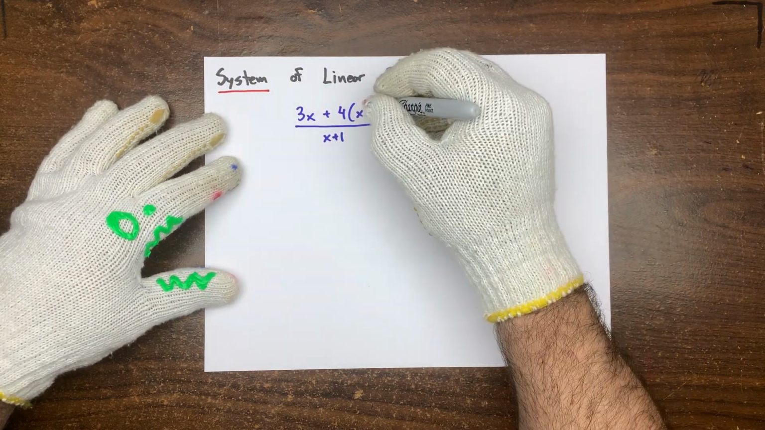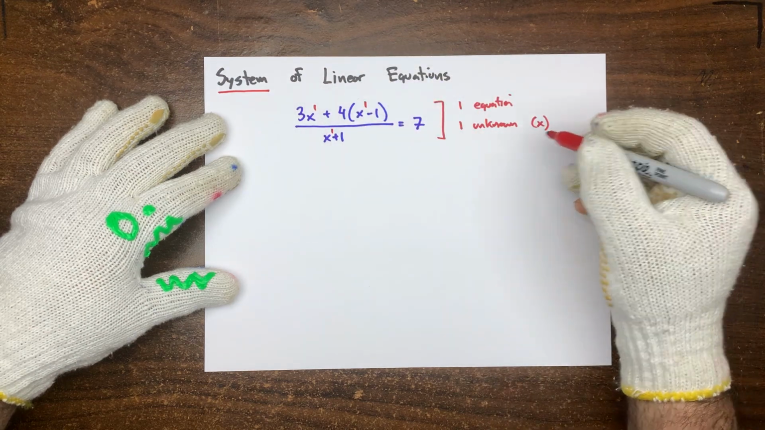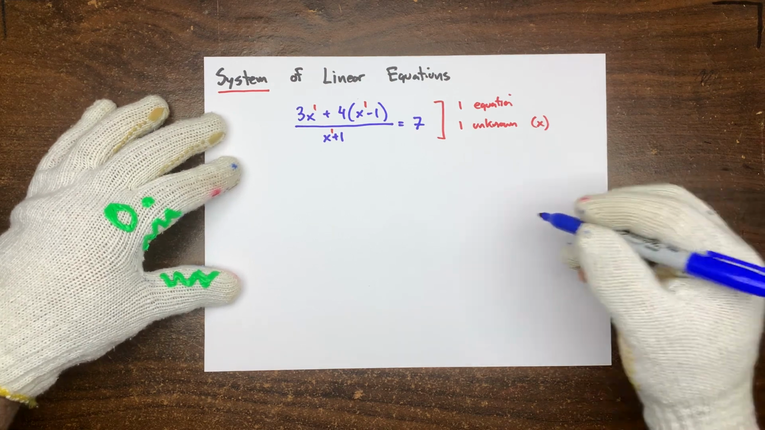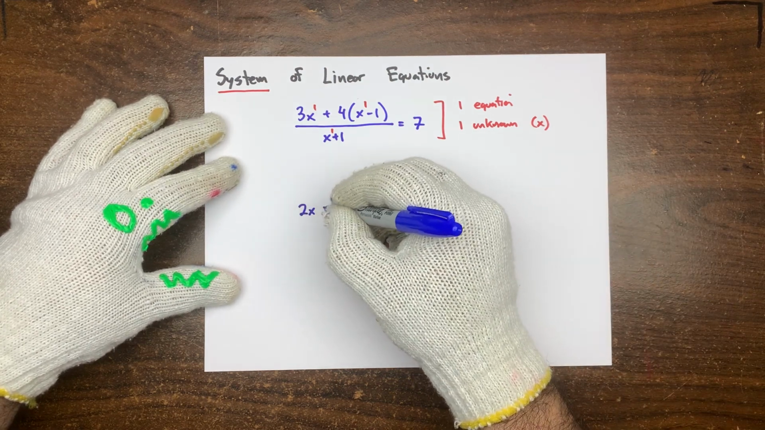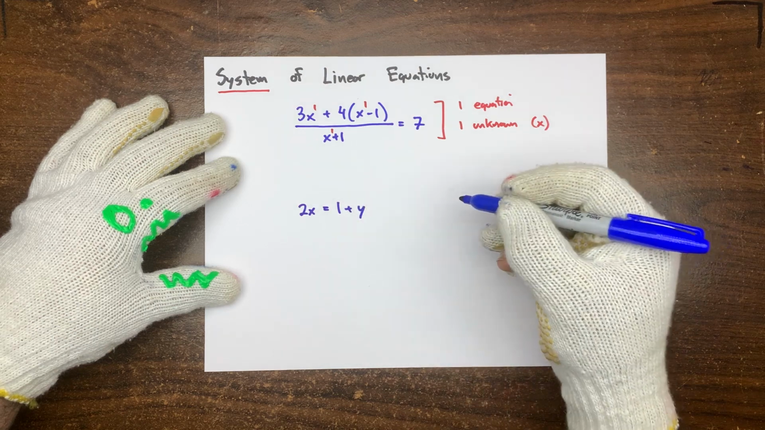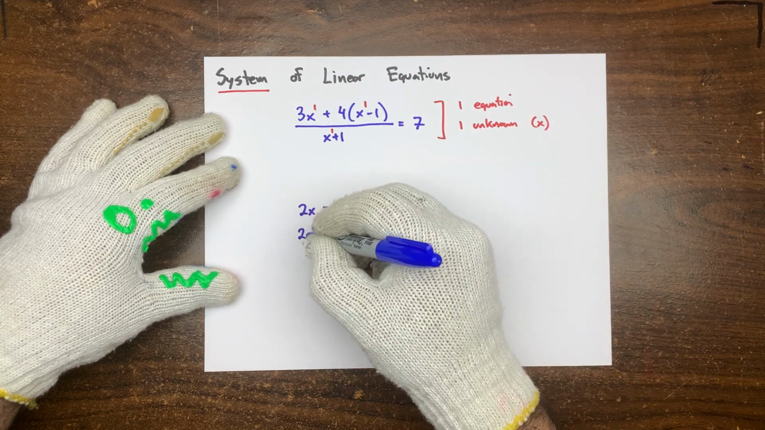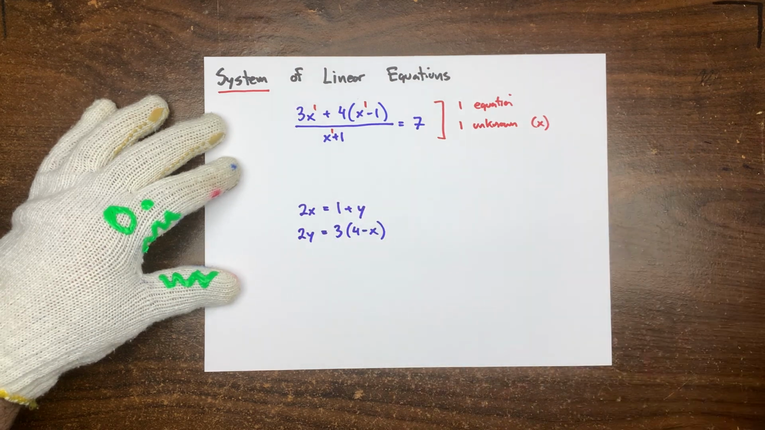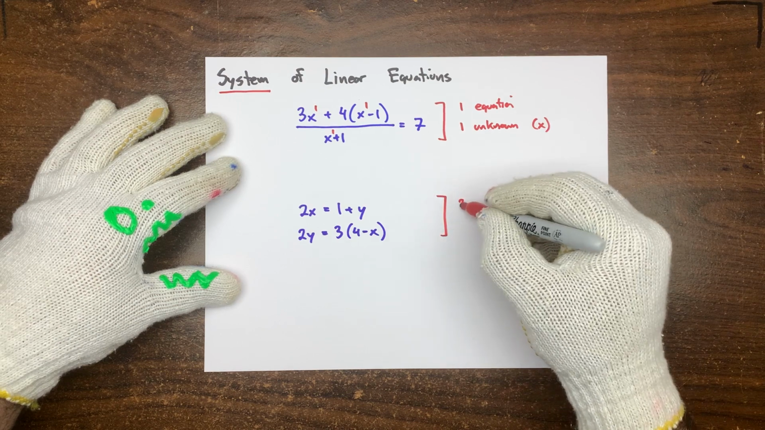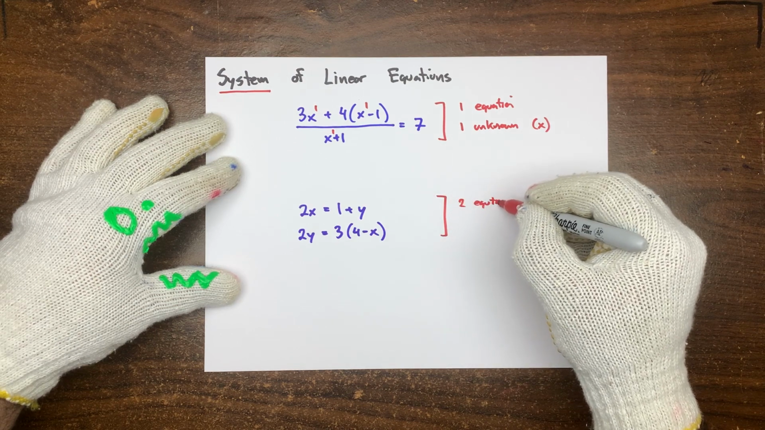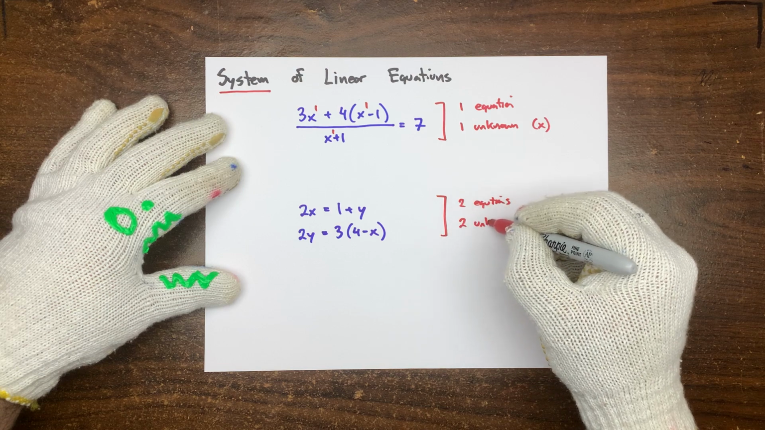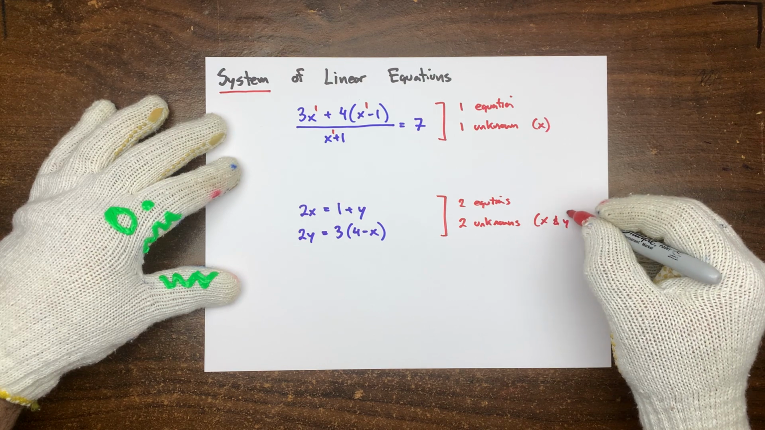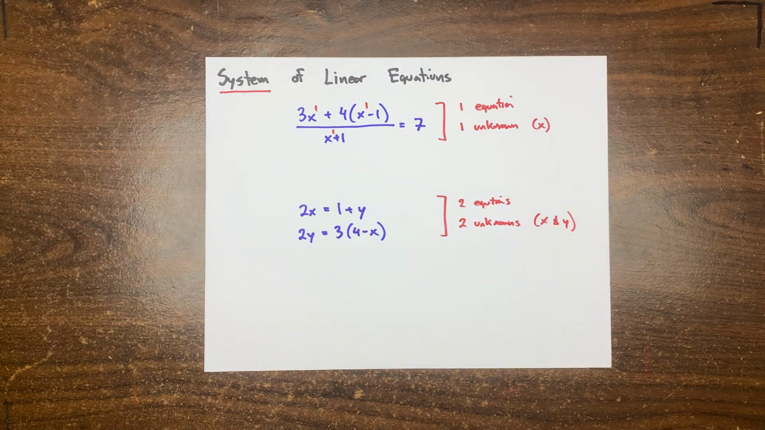What does linear mean? Linear means they're all to the power of 1. That's what we're solving for. We're always solving for x to the power of 1. So a system of linear equations might be, for example, 2x equals 1 plus y, and 2y equals 12 minus 3x. Now I have two equations and two unknowns, x and y.